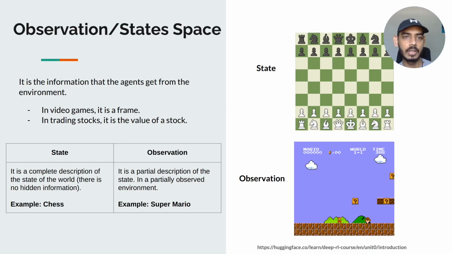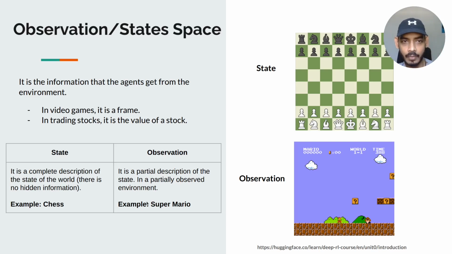Now, one of the things to understand about RL is the observation and state space. It is the information given to an agent. Consider, if you are playing a video game, it will be the frame, or if you are trading a stock, it could be the value of a stock.